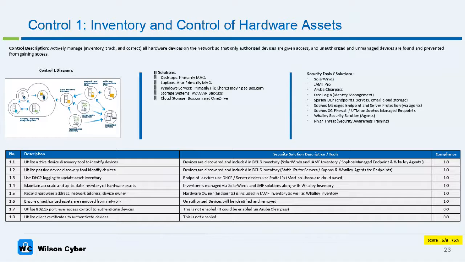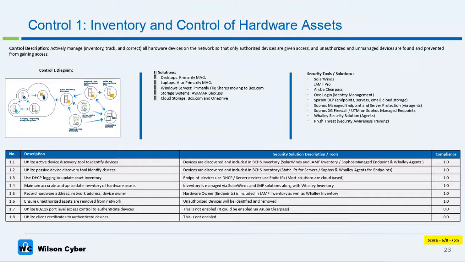Devices are discovered in the inventory through SolarWinds, Jamf, Sophos, and Wally. Devices are discovered and included in the passive discovery tool, static IPs for servers, Sophos, and Wally agents. Endpoint devices use DHCP for static IPs, as well as static IPs. Most solutions are cloud-based. Inventory is managed by SolarWinds and Jamf solutions, along with Wally inventory. Hardware endpoints are included in Jamf inventory, as well as Wally. Unauthorized devices are identified and removed.